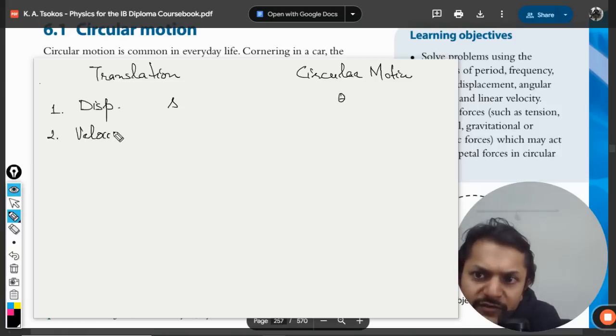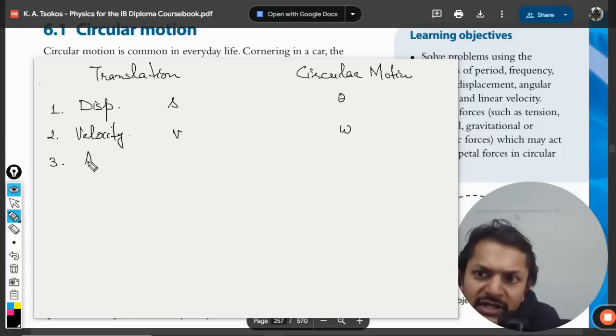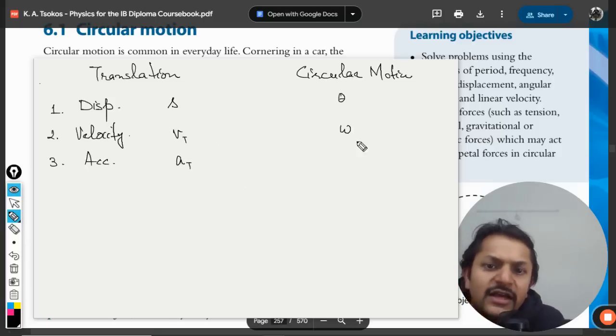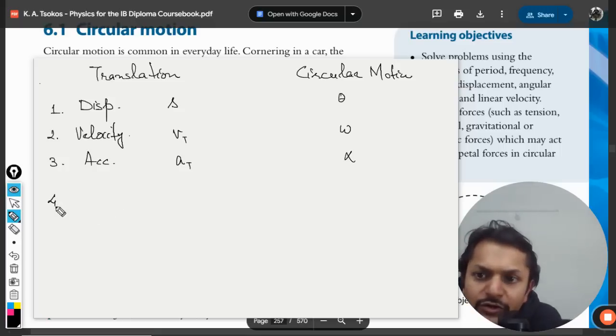Point number two is velocity. In the translational motion, the velocity is written as v. In circular motion, it is written as omega. Point number three is acceleration. Here it is written as at, vt, like that. And this is written as alpha. Okay. Now we're going to the equations.